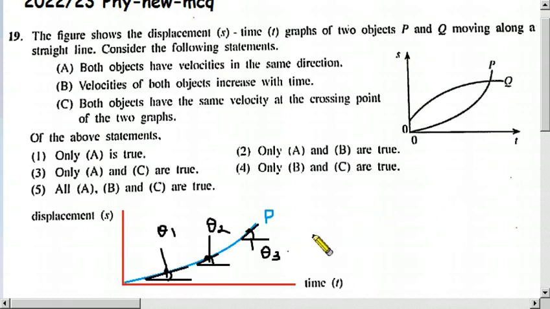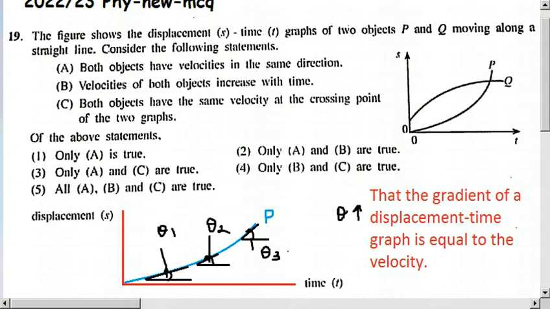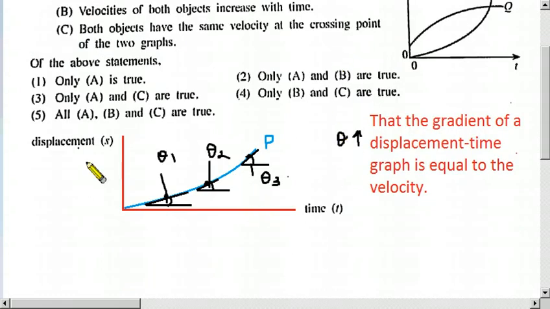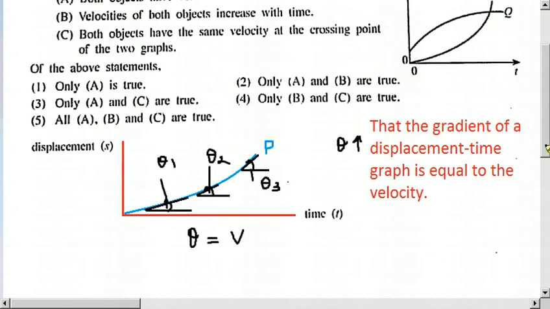So what has happened to the gradient? Little by little it increased. So the gradient is increased, so theta increased in a graph like this. So the theorem is this one. The gradient of a displacement time graph is equal to the velocity. So this theta equals velocity. Therefore, now let us examine the gradients of the given graphs.